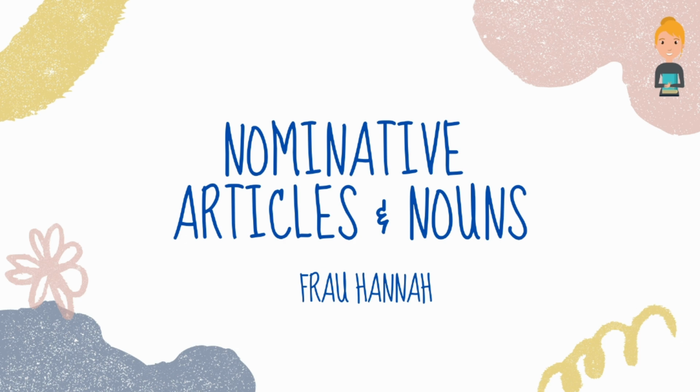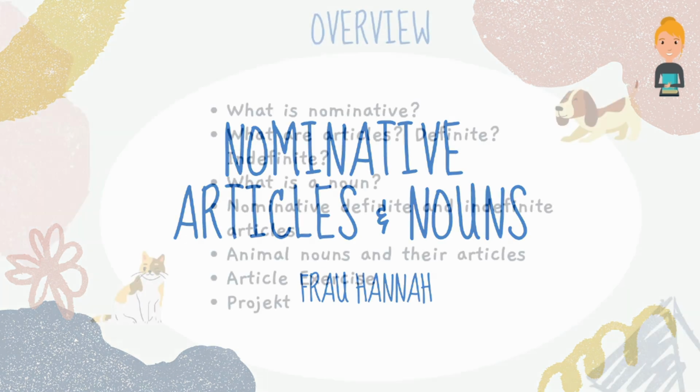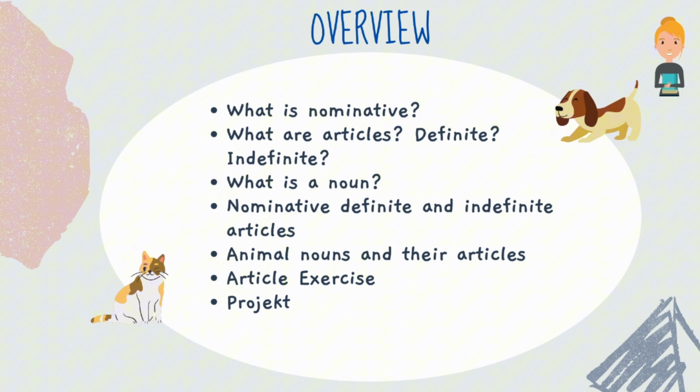Today's class will be on nominative articles and nouns. In this lesson, we will define the nominative case as well as articles and nouns. You will be introduced to the nominative definite, indefinite, and negative articles. And from there, we will learn some animal nouns and use these nouns when practicing with the articles. At the end of today's lesson, there will be a project to help test and strengthen your understanding.